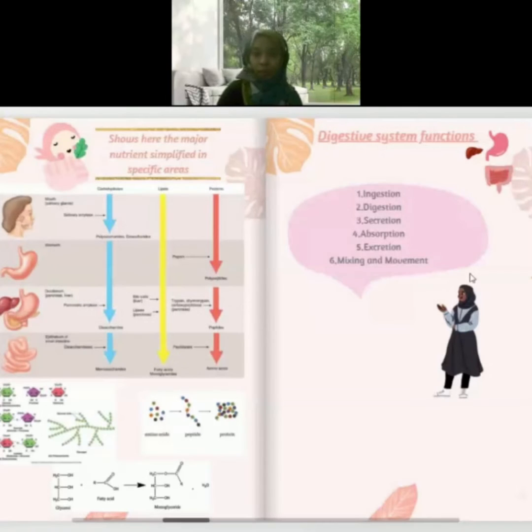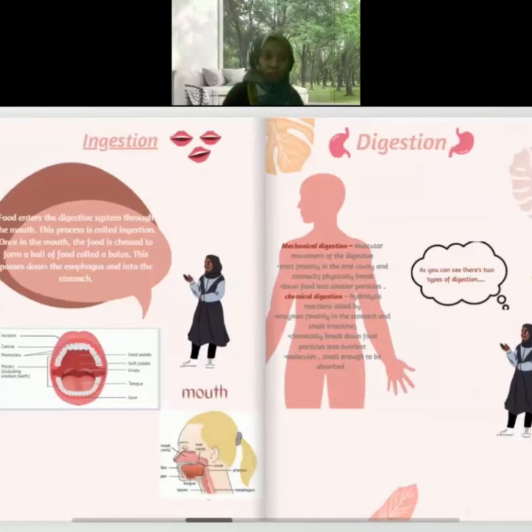Assalamu alaikum. I'm Hiba, and I will continue with the digestive system functions. So we have, in the first function, ingestion. The food enters the digestive system through the mouth. Once in the mouth, the food is chewed into a ball of food called the bolus. After being chewed in the mouth, with the help of the saliva, teeth, and tongue, it will pass through the pharynx and esophagus into your stomach.